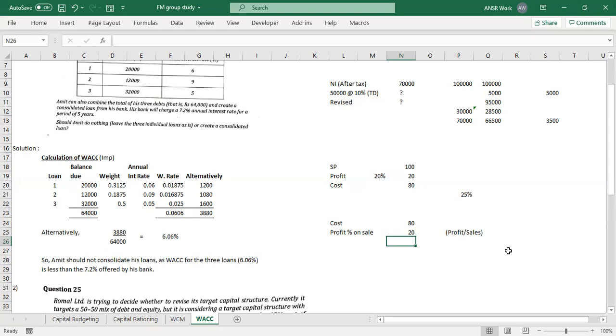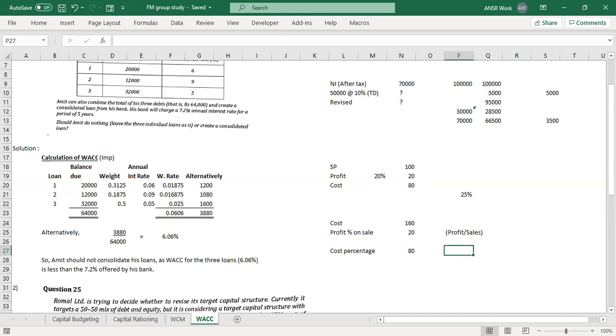I'll just change the numbers a little bit. I'll make this number 160 now. I'm saying cost is 160, profit percentage on sales is 20. I want to calculate the sales value. If the profit percentage is 20%, what is 80%? Can you tell me what is 80%? Cost percentage, am I right? Cost percentage is, I did 100 minus 20, that becomes 80.